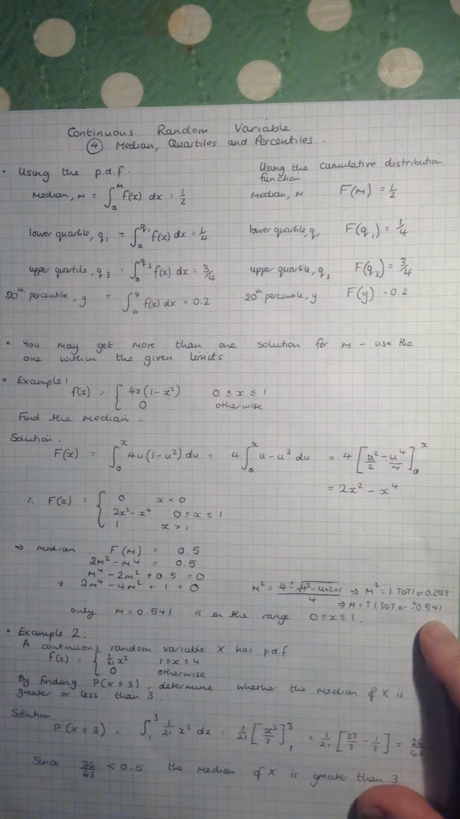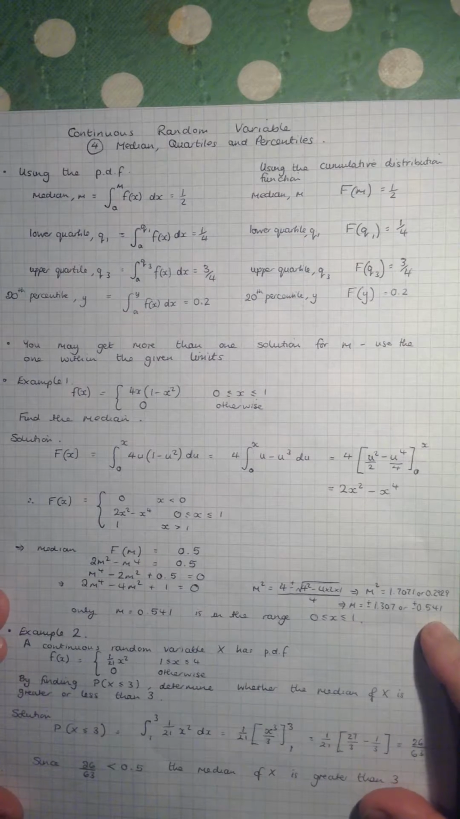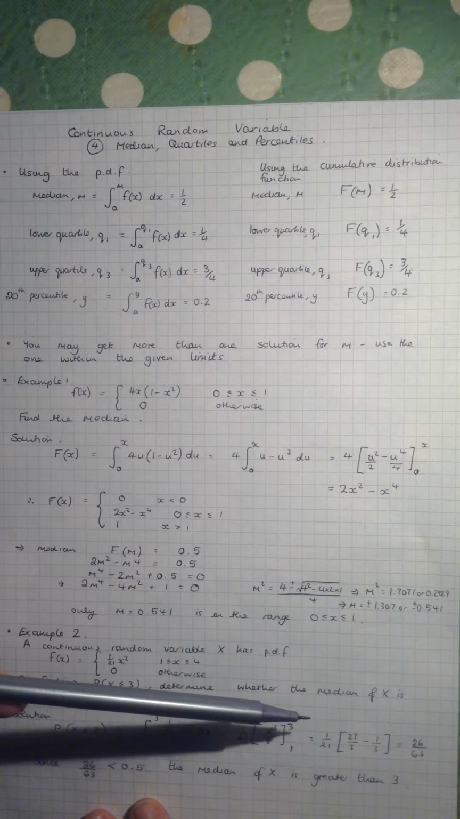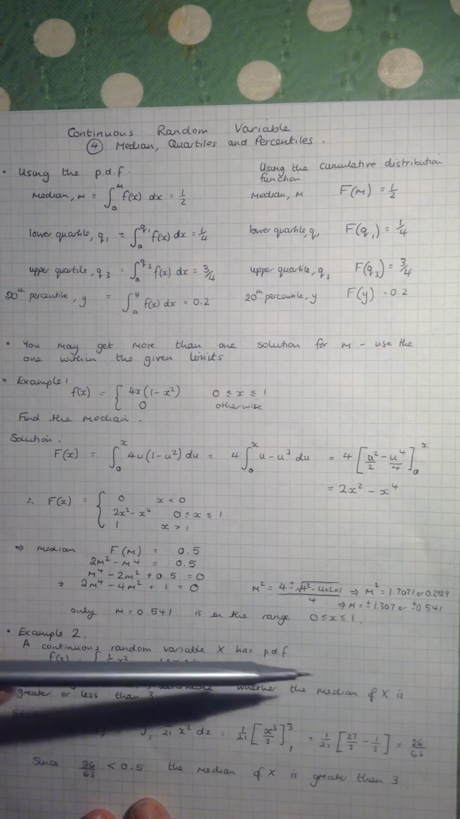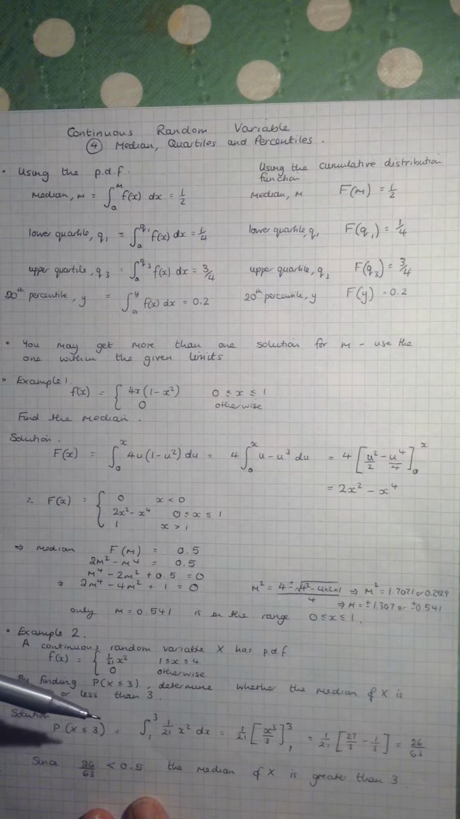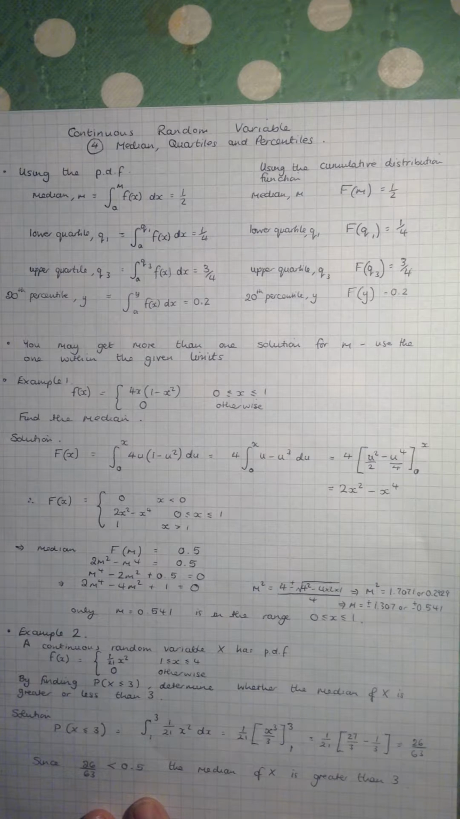You can use continuous random variables to see whether the median is above or below a certain number by comparing your probabilities to 0.5, because you know the median must have a probability of 0.5 because it's halfway through the data.